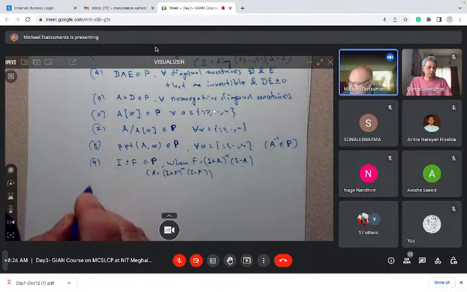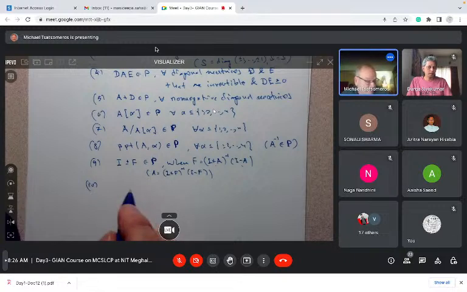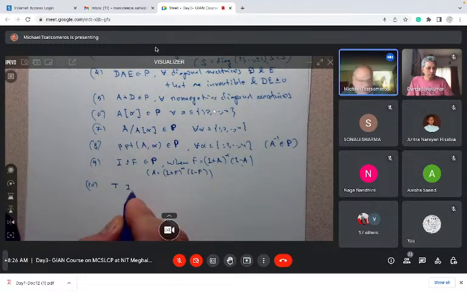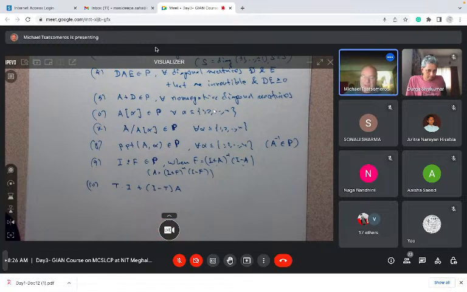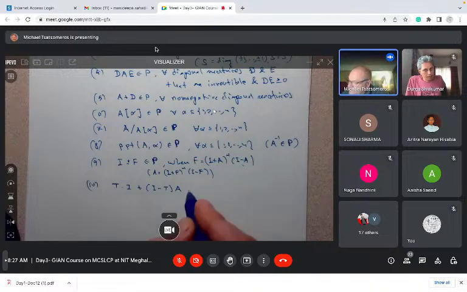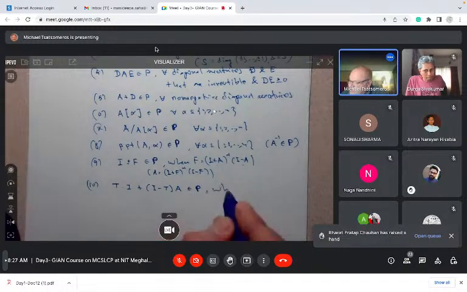And the last property that I needed for technical reasons: let me take a matrix T and multiply by the identity, and then let me take a matrix I minus T and multiply it by A. And I'm saying this is P. What is T? I'm going to take T.